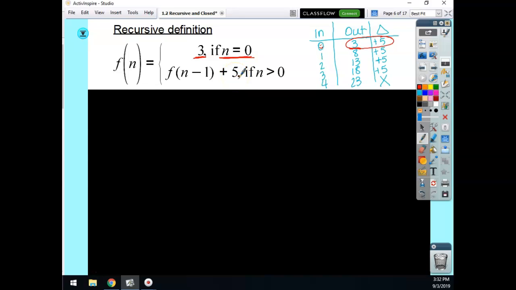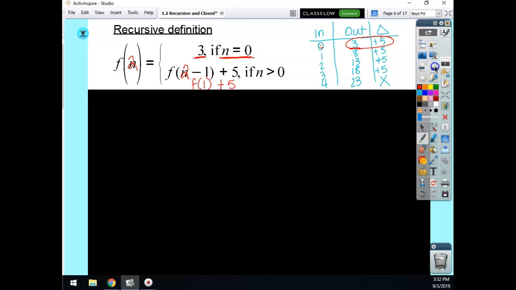So if I want to know what the output is for 2, I take the output at 1 and add 5 to it. Well, the output at 1 is 8. So I take 8 and add 5 to it, and that's going to give me 13, which is the output of 2.